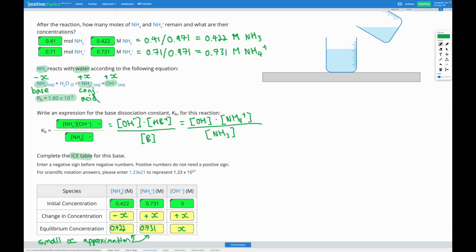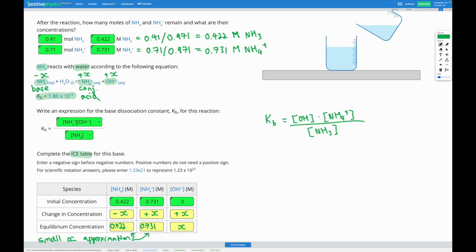We now know our Kb and we know our equilibrium concentrations apart from x, so we can substitute that all into our Kb equation to figure out what x is. So we're given Kb in the question as 1.80 times 10 to the power of negative 5. OH minus, the concentration is going to be x from our equilibrium concentration row. NH4 plus, the concentration is 0.731, divided by the concentration of NH3, which is 0.422.